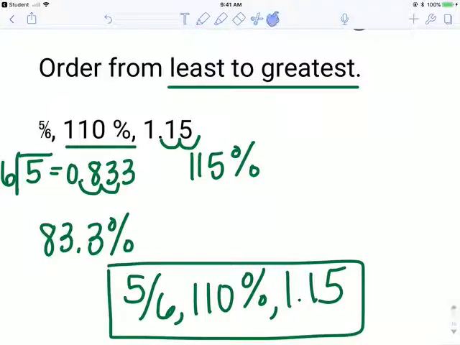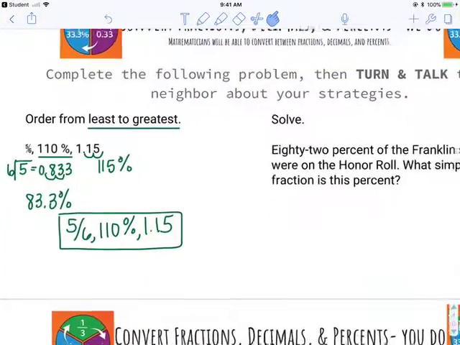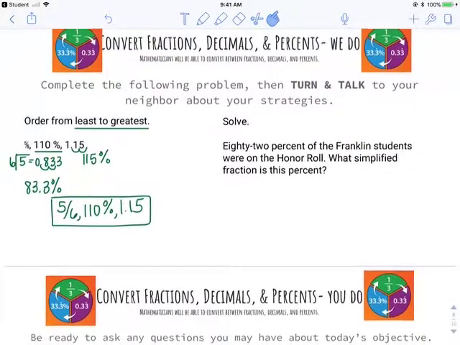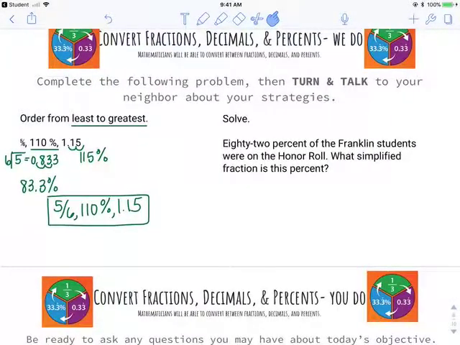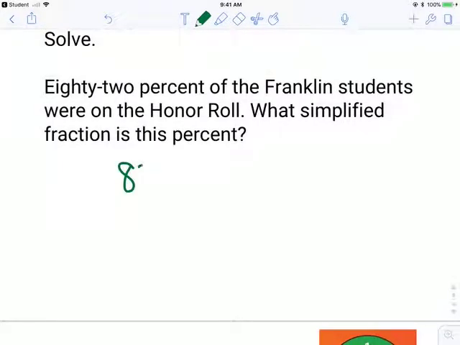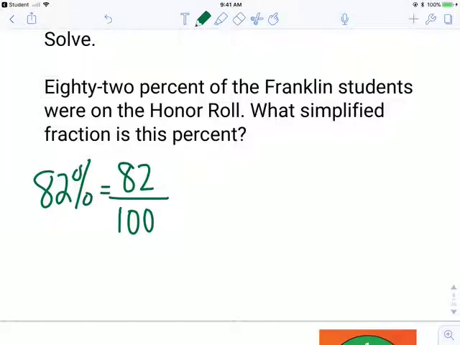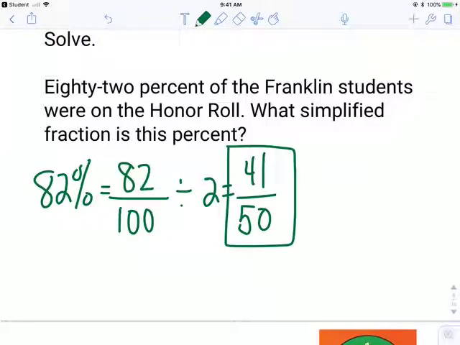And sometimes that happens. And then our last one, 82% of Franklin students were on the honor roll. What simplified fraction is this percent? So I write 82%, which is 82 over 100. And then I simplify this fraction. So automatically I know that 82 divided by 2 is 41, and 100 divided by 2 is 50. So there's my simplified fraction.